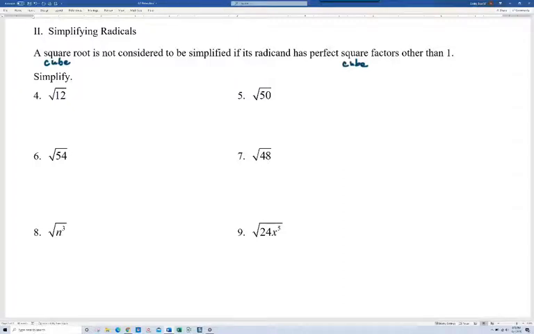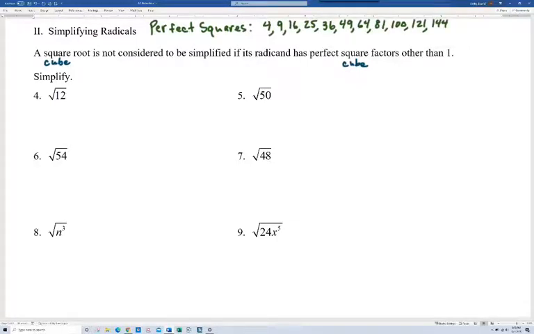So first of all, we need to know what our perfect square factors other than 1 are. Of course, 1 squared is 1, and so 1 is a perfect square, but it's not going to help us when we simplify. So here are our perfect square factors. Notice I have from 4, which is 2 squared, all the way up to 144, which is 12 squared. And so if any of these numbers are factors or divisors of our radicand, then we're going to have to do some work to simplify the radical.